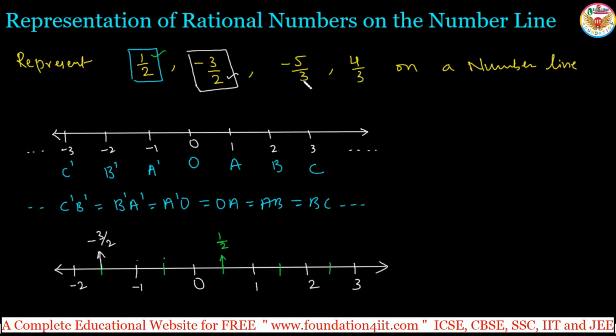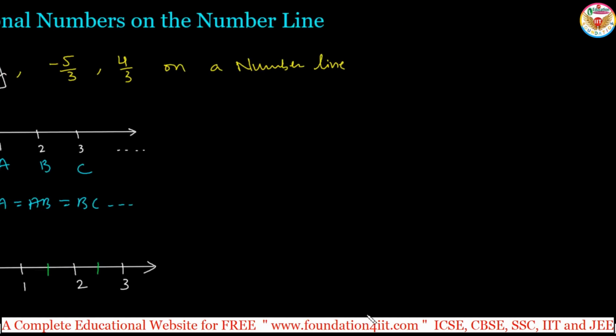For the third and fourth questions, observe once: minus 5 by 3 and 4 by 3. The denominator is 3 now. First of all, we should take the number line and represent 0. Here we take 1, 2, and on the left side minus 1, minus 2, and so on, right? Because the denominator is 3, we need to make 3 equal parts between every point to point. Between 0 and 1, 3 equal parts.